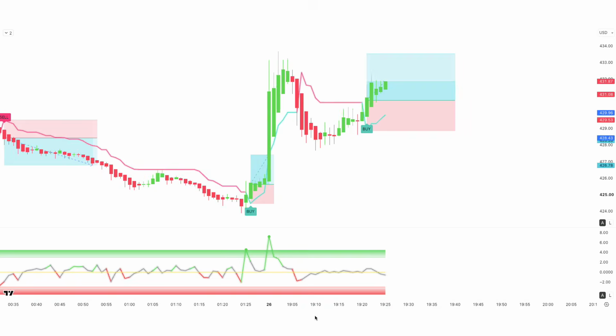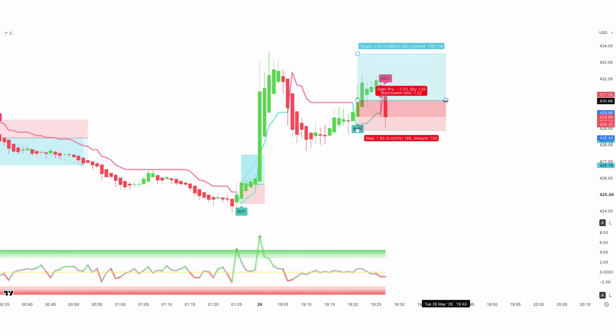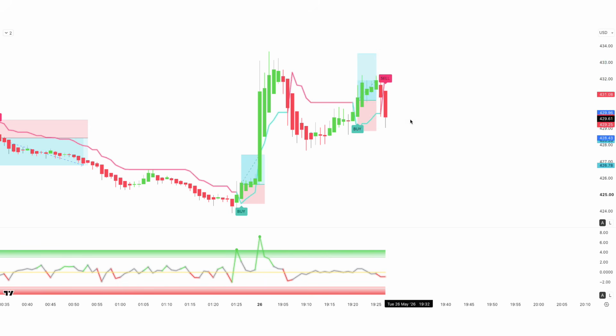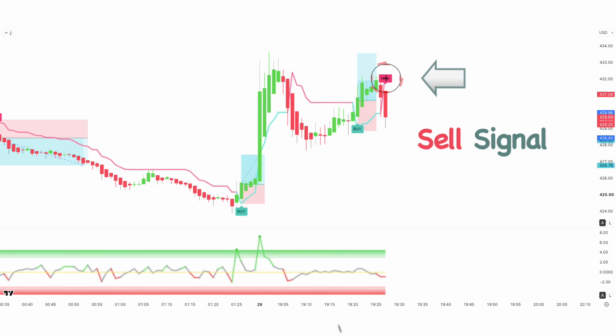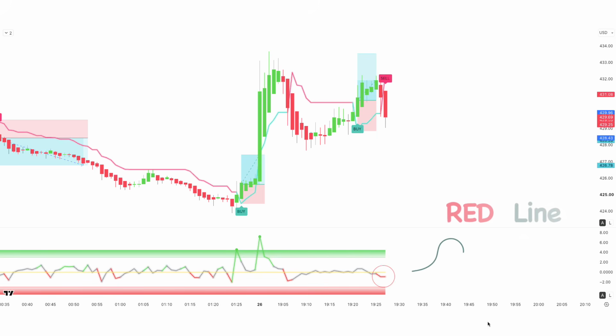Let's see what happens to our trade. Here the market has given the next signal, so we will close this trade. Here the Adaptive Supertrend Regime Filter label down of this is a sell signal. Here the red line of the Range Expansion Divergence Oscillator is below the zero line.